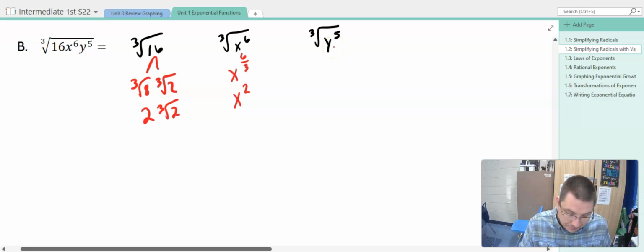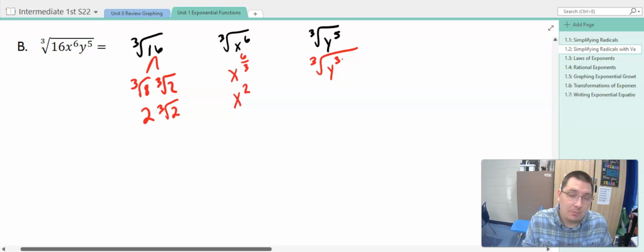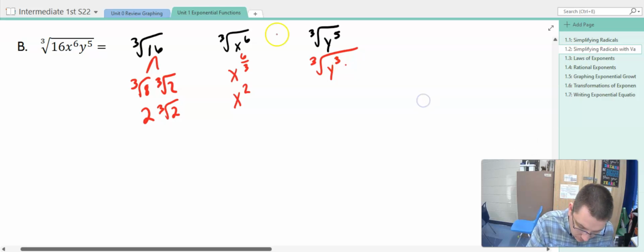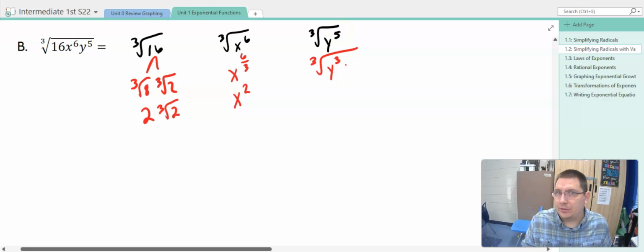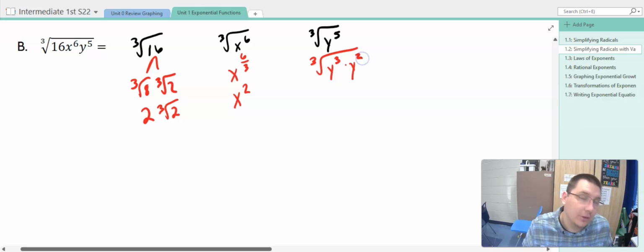We go to the y. And again, we want to think about how this could separate out. Well, 5 is not a multiple of 3, so we're going to have to think about what can separate. So we get y cubed, because 3 is a multiple of itself. And then how many powers are left? Well, we pulled out 3, so there's 2 left. So we're going to get y squared.